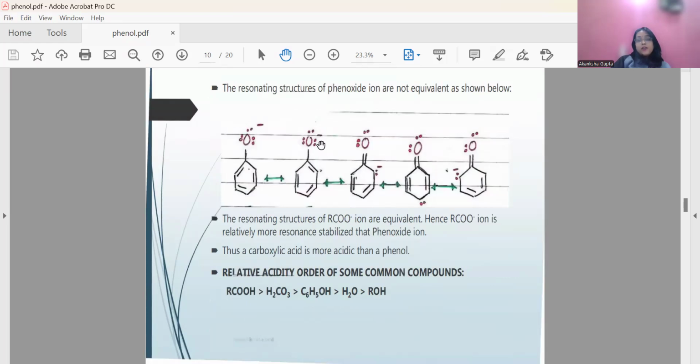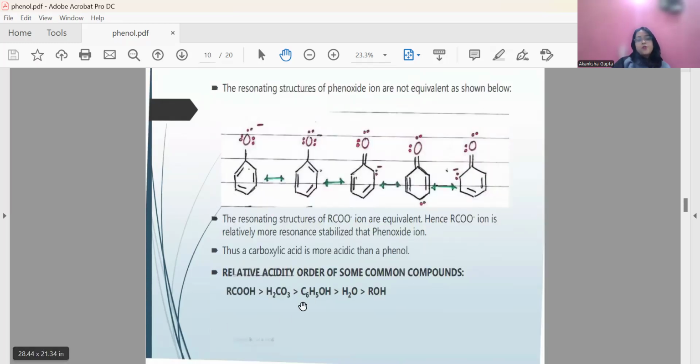And here the different resonating structures of the phenoxide ion are not equivalent. Here we can see that these are different structures. The resonating structures of the carboxylate ion are equivalent. Hence, the carboxylate ion is relatively more resonance stabilized than the phenoxide ion. Thus, carboxylic acid is more acidic than phenol. So, as we already know, phenol is less acidic in nature because of these unstable structures.